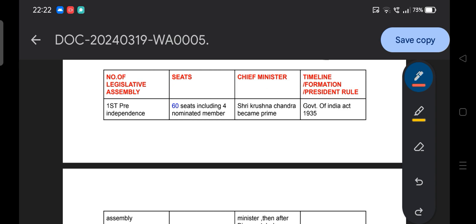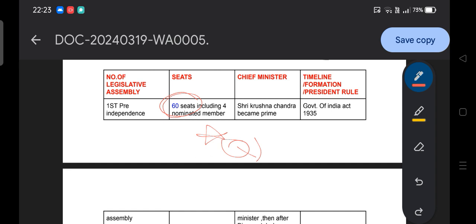The pre-independence legislative assembly had 60 seats, including 4 nominated members. How many seats? Total 60 seats. Within that, 4 nominated members. You can get a question. They already asked this question, but a question can be framed here too. It is very important, because they can also confuse you: 60 seats plus 4 seats would be wrong. 60 seats, within that 4 nominated members, that means 56 elected members and 4 nominated members. So in an analytical way they can frame the question here, so you have to be prepared.